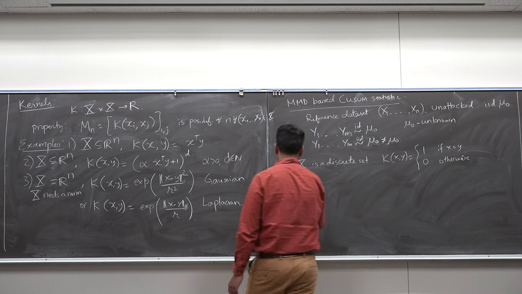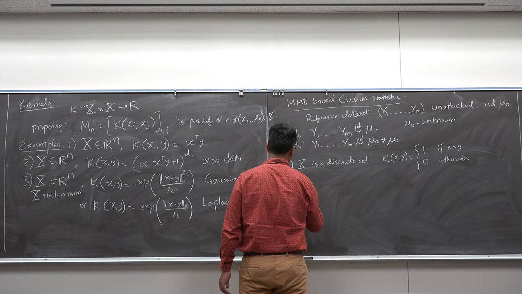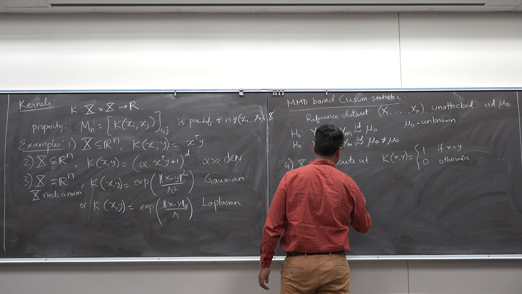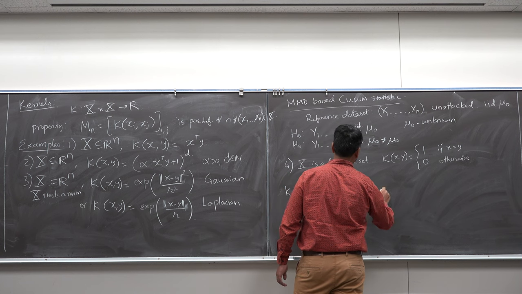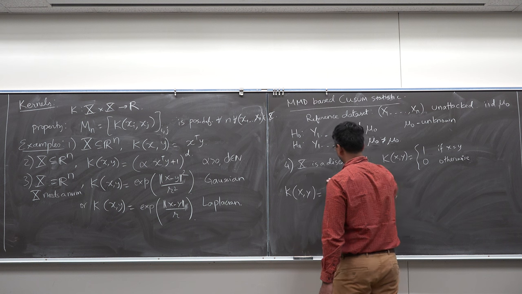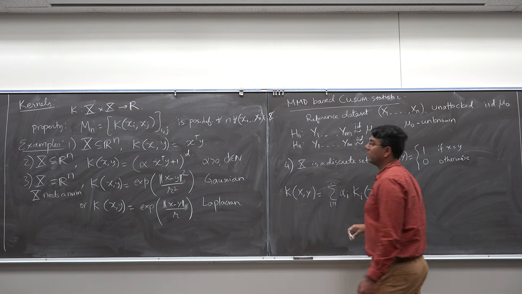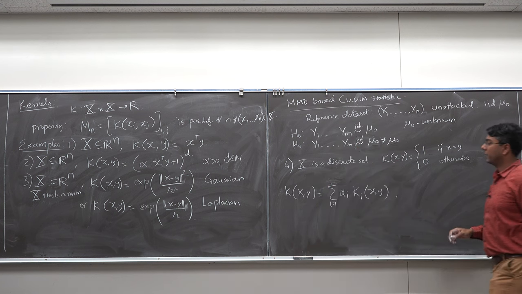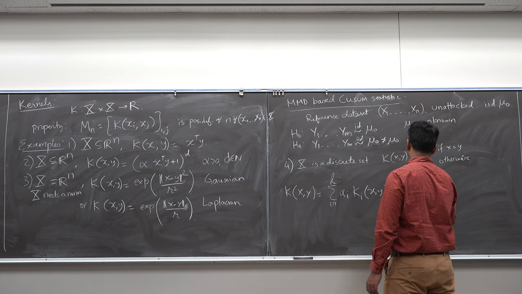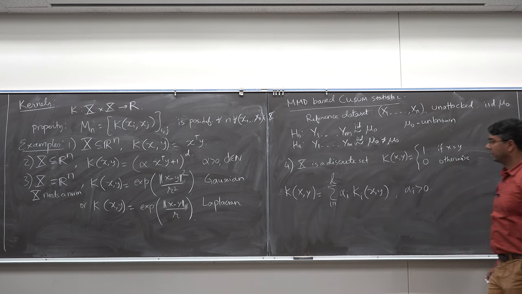And then you can construct new kernels, summation of alpha i ki xy, i equals 1 to n. Well, I'm using n again. I've used n, I've used m, I can use l. Alpha is strictly positive.